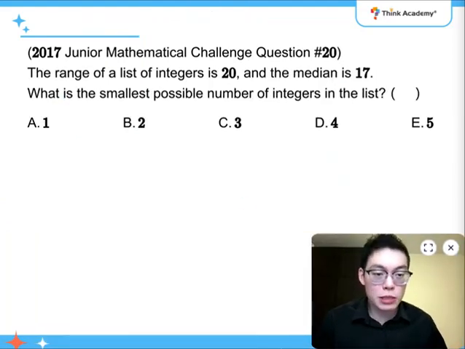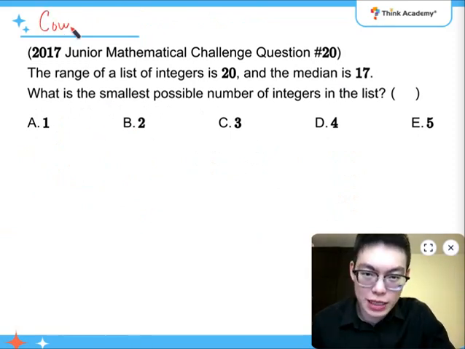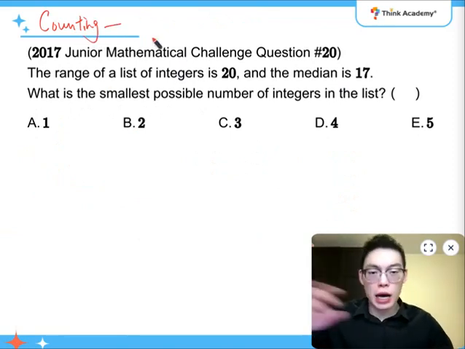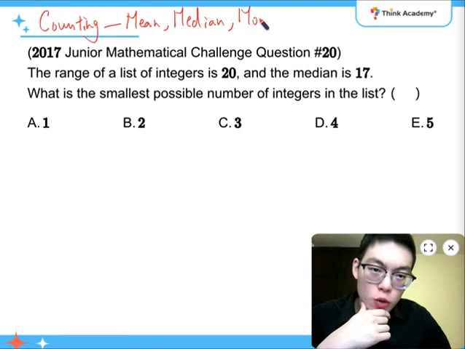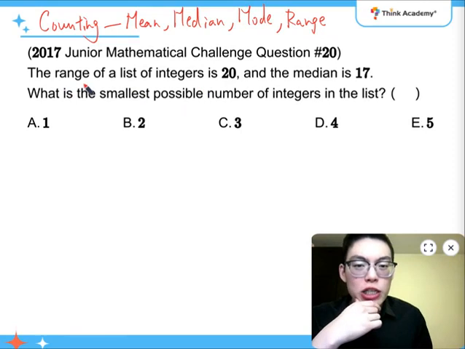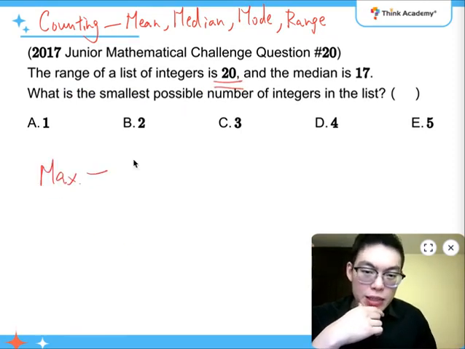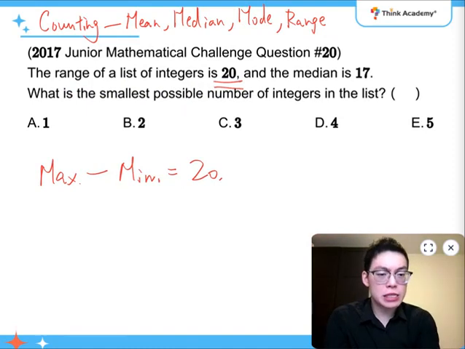As for question number 20, it is a statistics and probability question, so it belongs to the counting module, and it would be belonging to that section which we call the mean, median, mode, and range. So we need to know the definitions of all these. First of all, the range of a list of integers is 20. It means that the largest number take away the smallest number is 20. And it says that the median is 17.